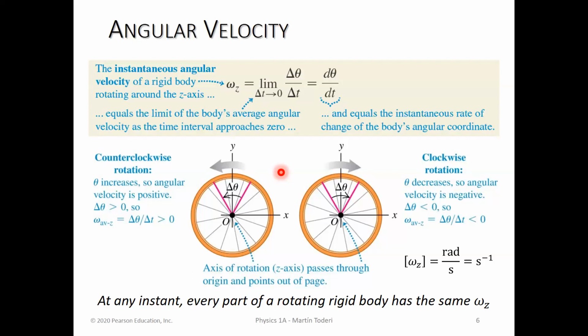So there's no change in the body, the body is not being deformed while it's rotating, so all of them must have the same angular velocity. Are we good with that? Any questions about this?